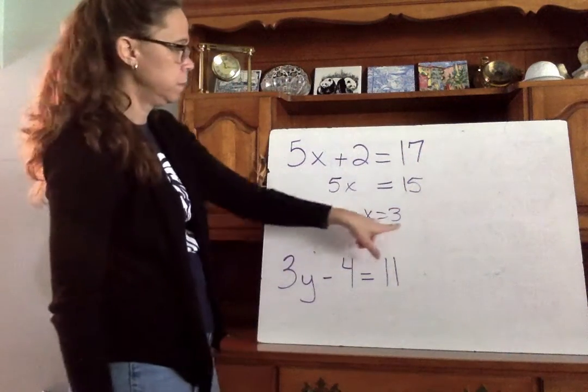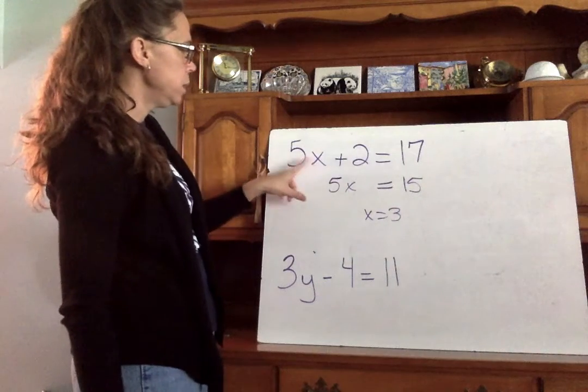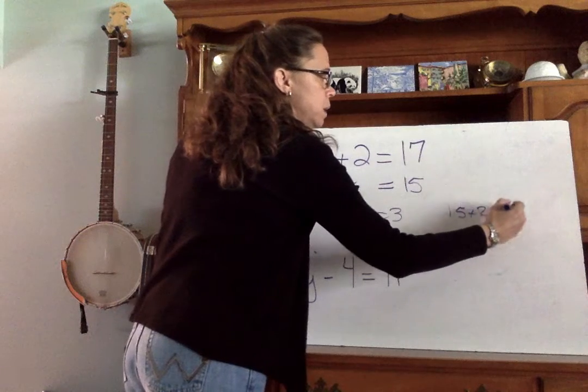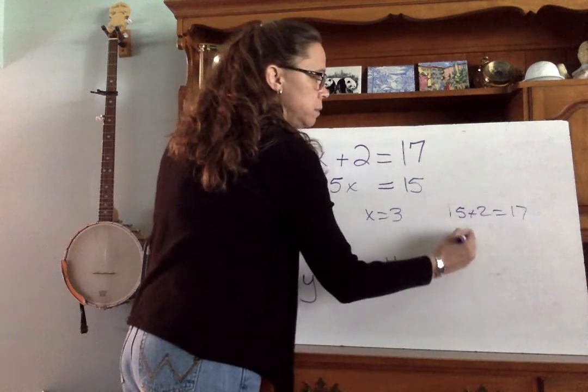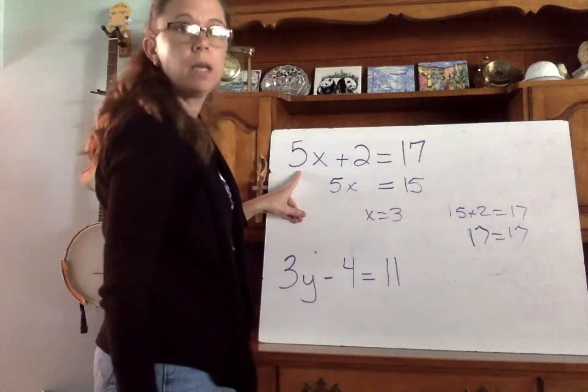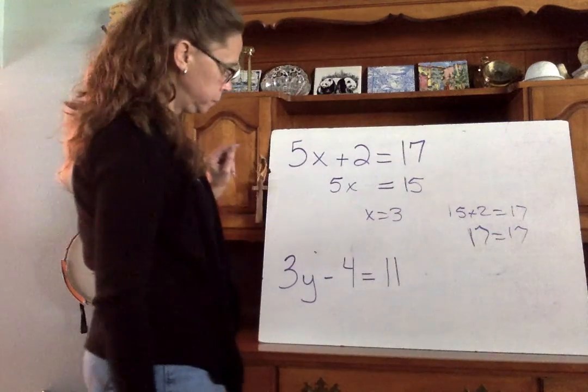Now let's check ourselves. Put 3 back in for x. 3 times 5 is 15. 15 plus 2 is supposed to be equal to 17. Well, 15 plus 2, that's 17. Is 17 equal to 17? Yep, so we did it correctly.